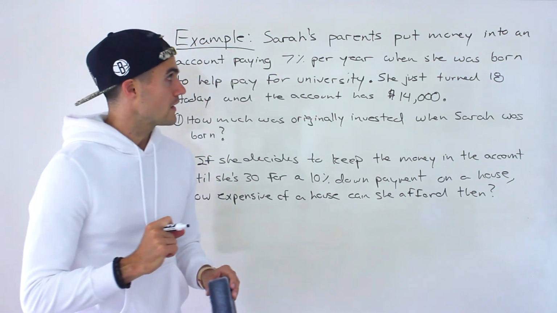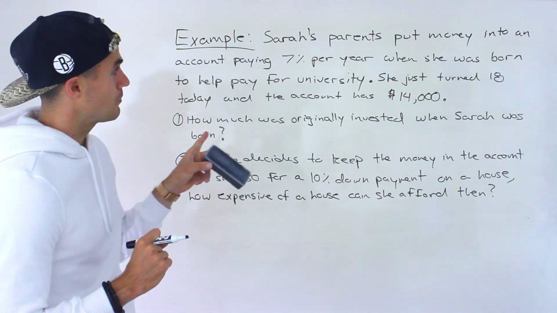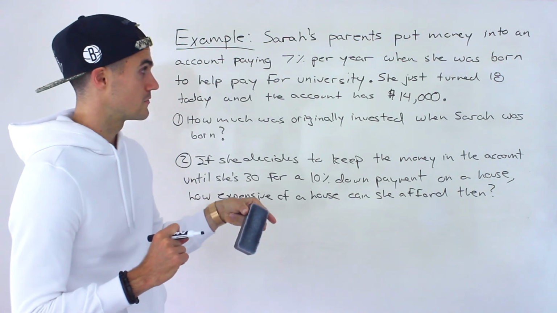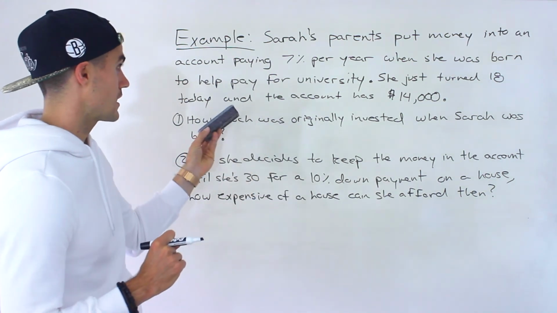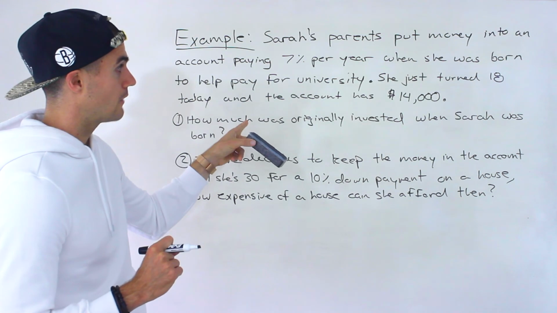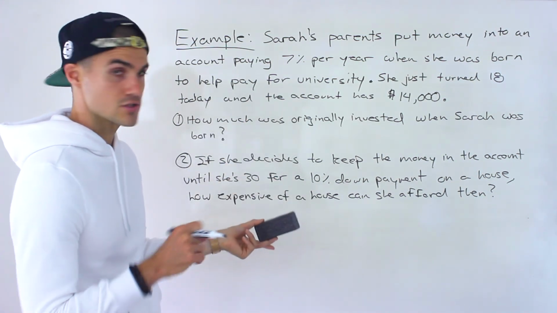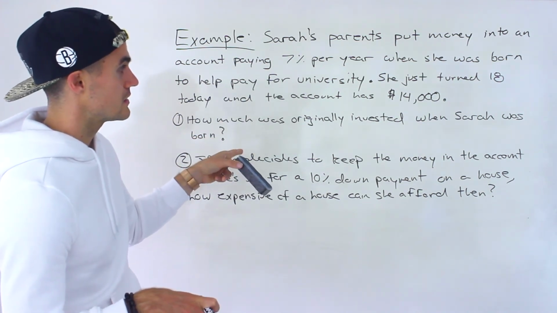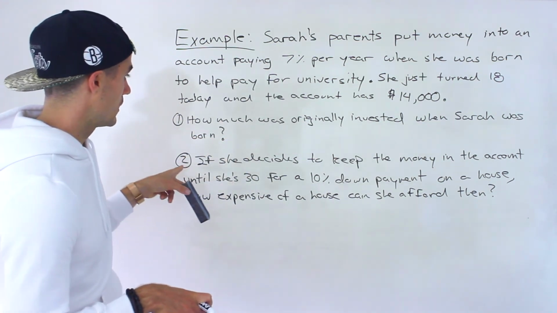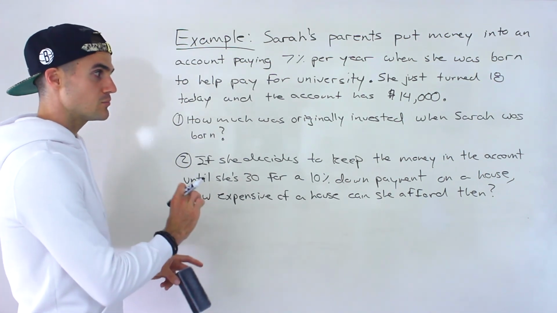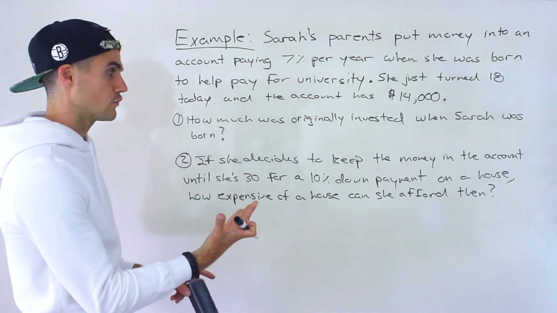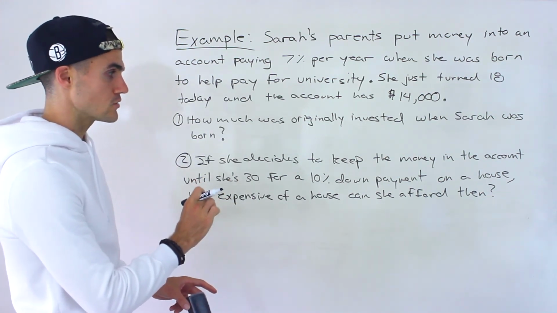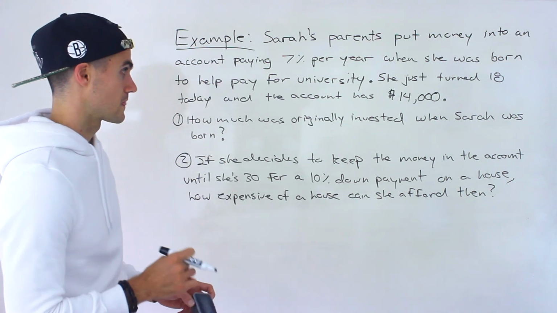So we're told here that Sarah's parents put money into an account paying 7% per year when she was born to help pay for university. And so Sarah just turned 18 today. She's going to university and the account has $14,000 right now. So two questions. Number one, how much was originally invested when Sarah was born? And then number two, if she decides to keep the money in the account until she's 30 for a 10% down payment on a house, how expensive of a house can she afford then?